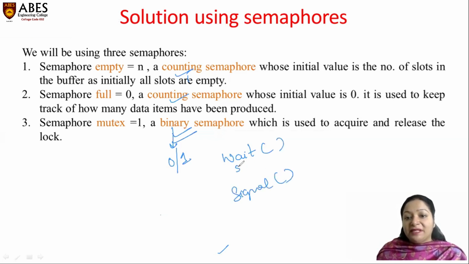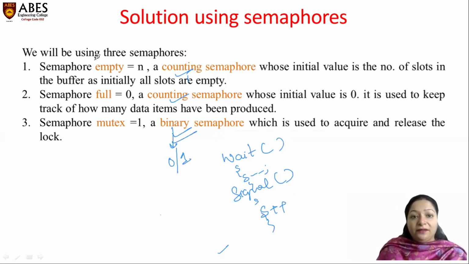The wait operation basically decrements the value of the semaphore by 1 and the signal operation basically increments the value of the semaphore by 1, right? So here we have one semaphore called empty whose initial value is n, meaning initially the buffer is empty. N slots in the buffer are empty.